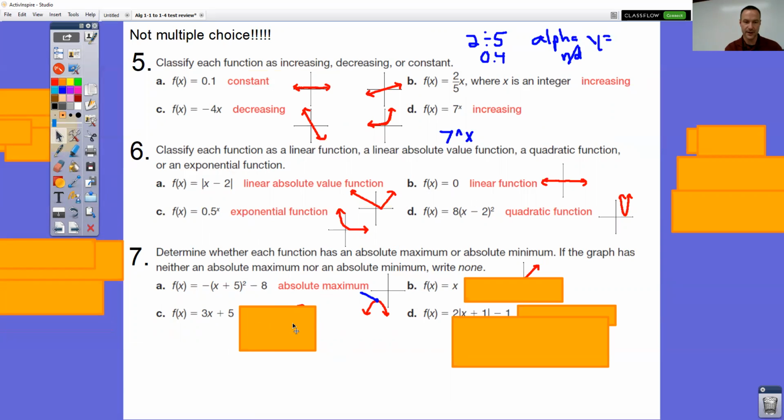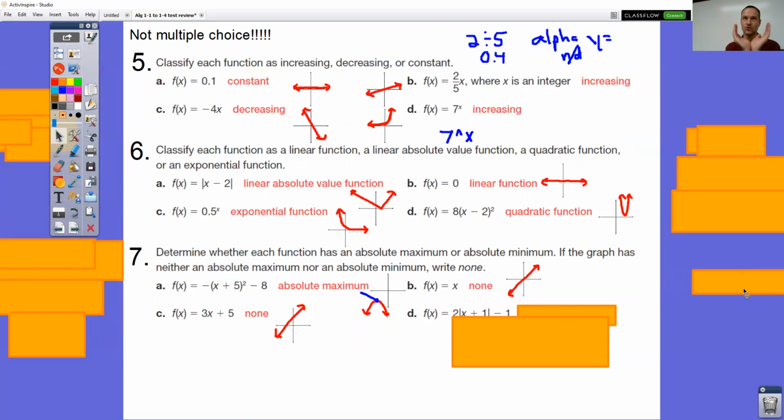In letter C, 3x plus 5, that's just a straight line. That doesn't have a max or a min because it keeps on going both directions. It keeps on going up as we go to the right. It keeps on going down as we go to the left. So it doesn't have a max or a min. It's only a max or min when it's that U shape or V shape. So letter B, f of x equals x. Again, that is just a straight line, so it doesn't have either.